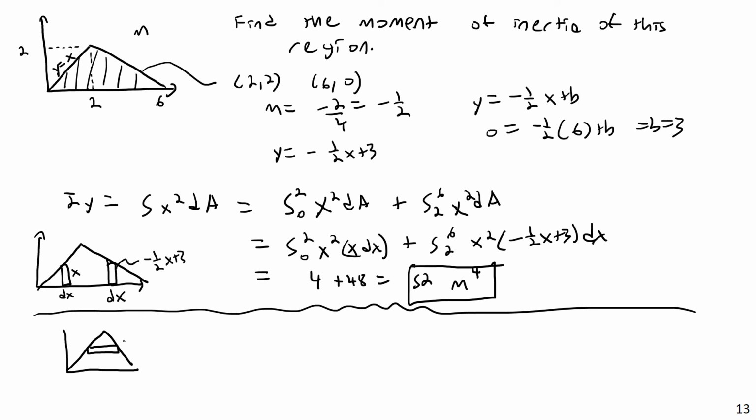Well, first of all, I know this is y equals x, so that means x equals y. If I solve this equation, let's do that to the side here, y equals negative 1/2 x plus 3, then y minus 3 equals negative 1/2 x, or x equals 6 minus 2y. 6 minus 2y.